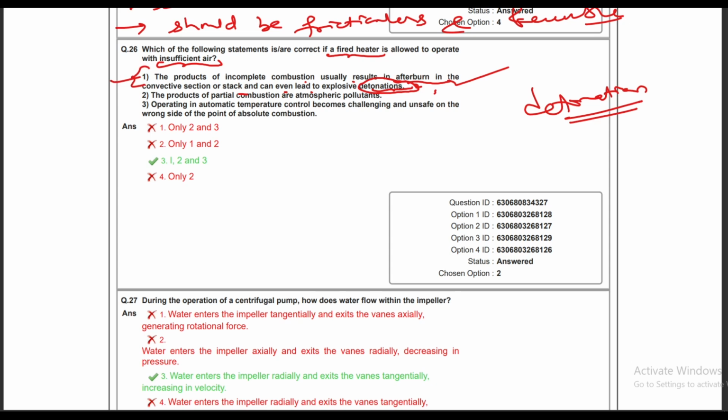The second one: the products of partial combustion are atmospheric pollutants. Obviously, if there is partial combustion, the products will act as atmospheric pollutants. So the second statement is correct. Third is, operating in automatic temperature control becomes challenging and unsafe on the wrong side of the point of absolute combustion. That is also correct. So overall, three statements are correct in this question.